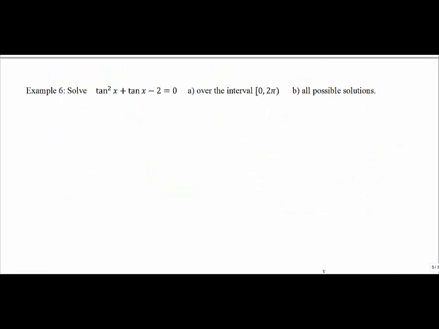We want to solve the equation tangent squared x plus tangent x minus 2 equals 0. And we're looking to solve it over the interval from 0 to 2 pi, which means that we're working in radians. And we're also asked to solve for all possible solutions. So let's start by thinking about tangent x as being like a variable in college algebra. So this would be the same thing as u squared plus u minus 2 equals 0.